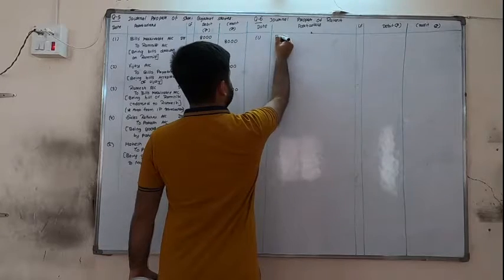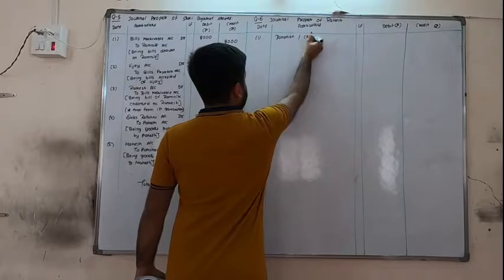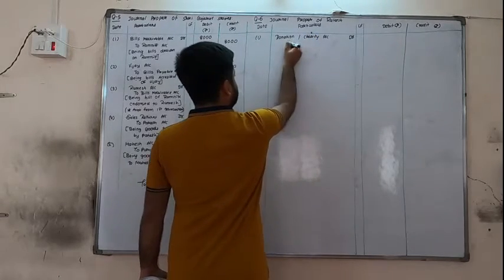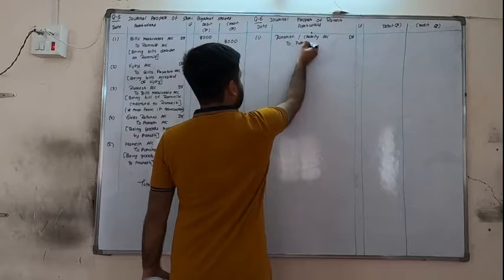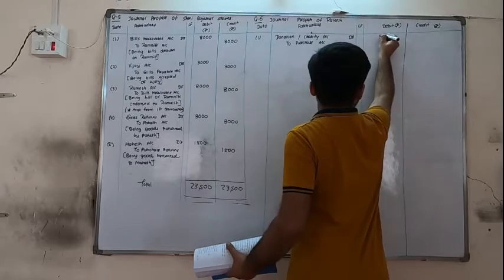Okay. So donation or charity account debit, and as goods are going out other than sales, so purchase account will be credited. Goods are of 5,000.